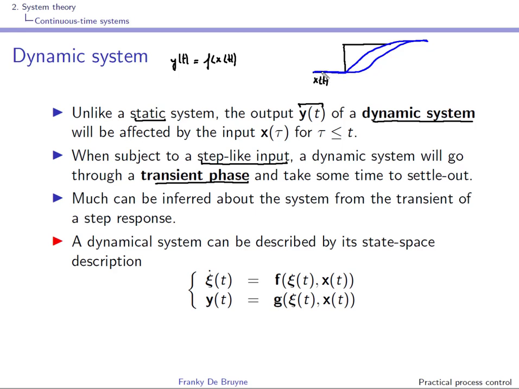Okay, so this is here the step response of a lead lag system. So you can see here that by looking at the step response, we can learn quite a lot about the dynamics of the system, and this is what we're going to explore in the next section.